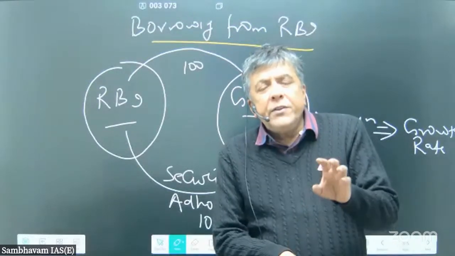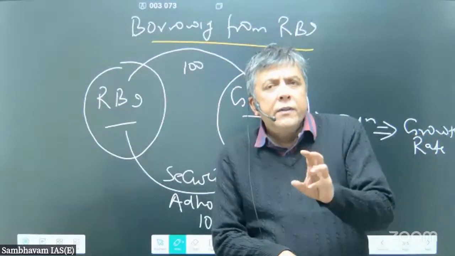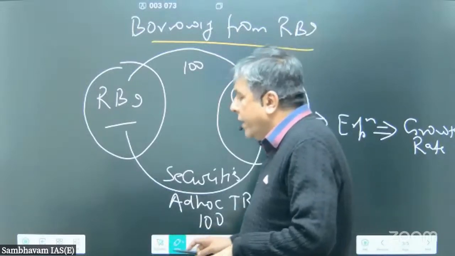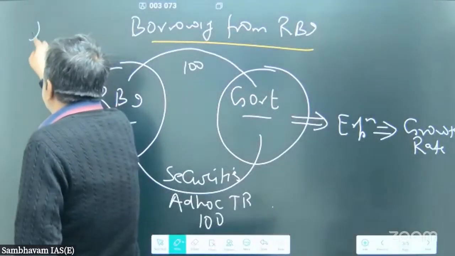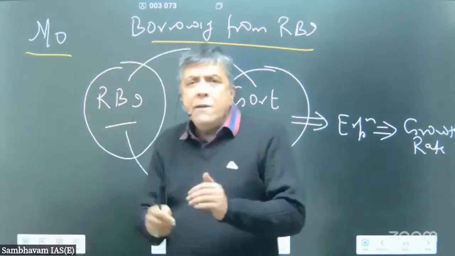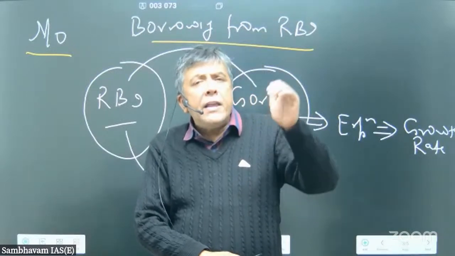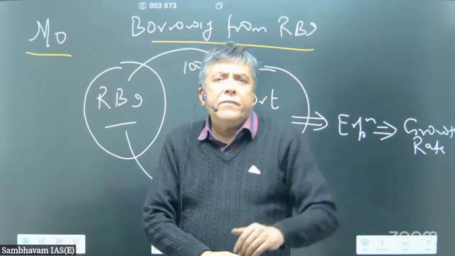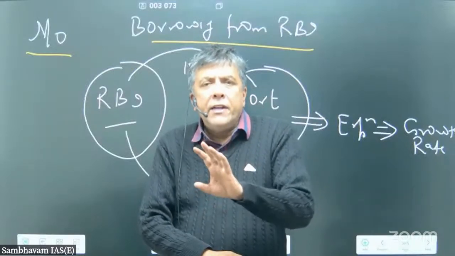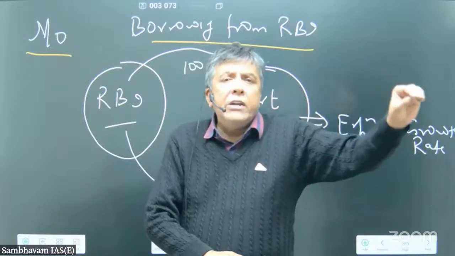Now, when we discuss banking, this fresh currency printed by the RBI, technically, is called M0, and it is also known as high-powered money. It will have multiple impacts on the economy. Although 100 rupees were printed by the RBI, it will have multiple impacts on economic activities.